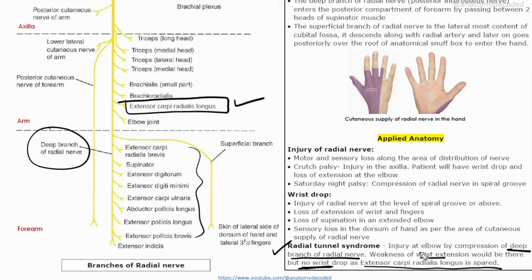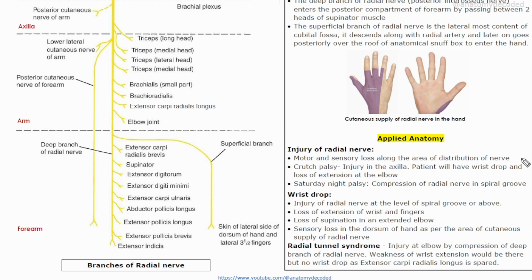So this concept is very important because many times if you read the words radial tunnel syndrome, students may feel that the radial nerve is affected, so there would be wrist drop, but it doesn't happen in this condition, because of the normal function of the extensor carpi radialis longus. So this was about the radial nerve.